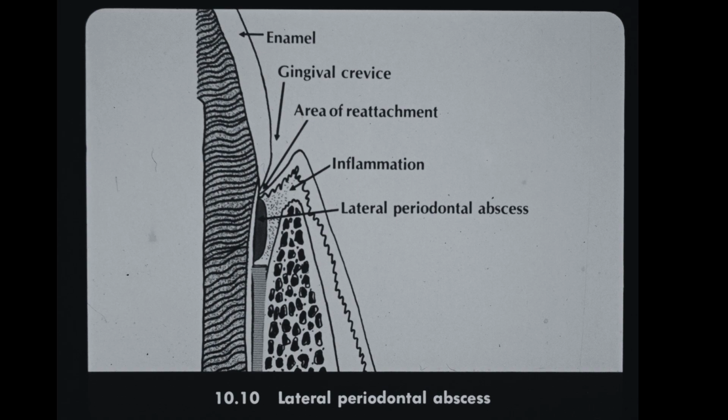Occasionally, if a periodontal pocket is unusually deep, the inflammatory reaction will be most intense at the depth of the pocket. If the gingival tissue becomes pressed against the tooth, it may reattach and close off a portion of the periodontal pocket. If the closure is complete, a localized area of inflammation will occur with resultant pus formation. This is known as a lateral periodontal abscess.